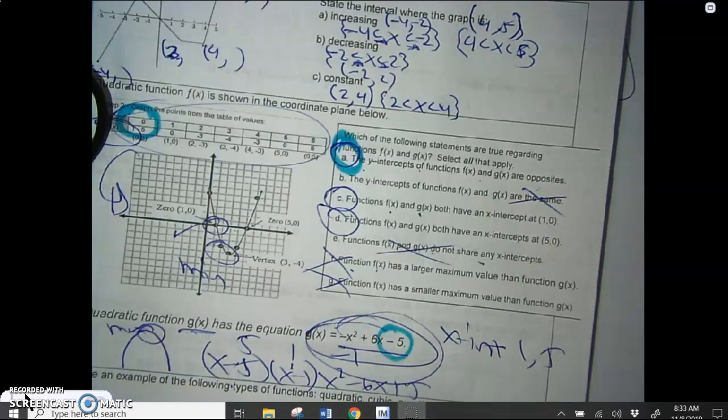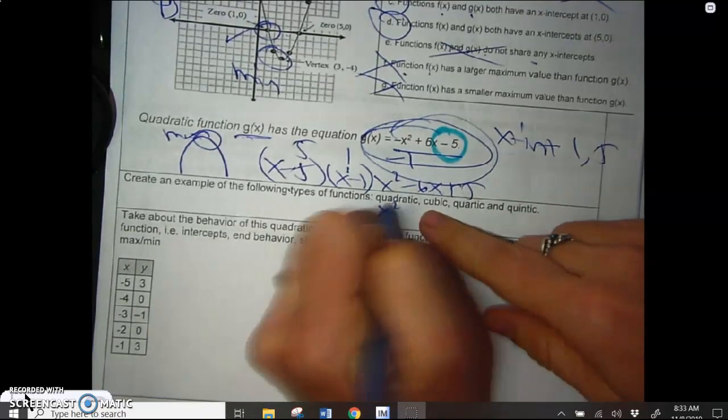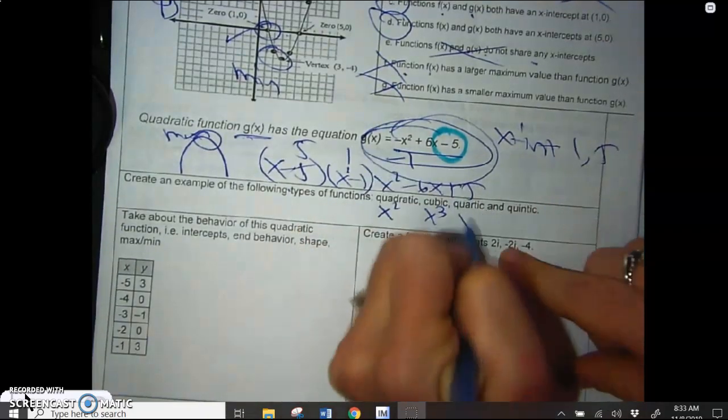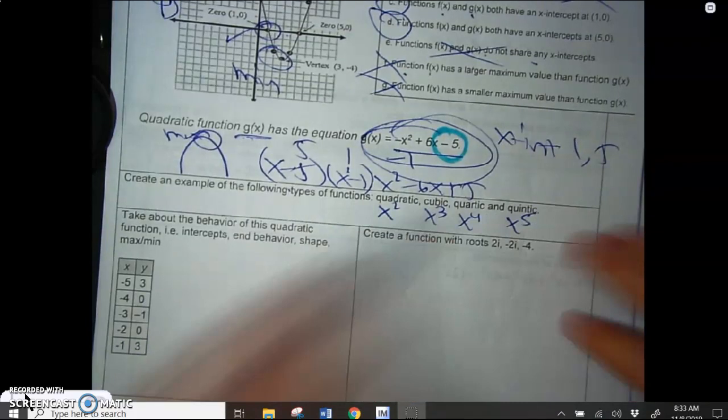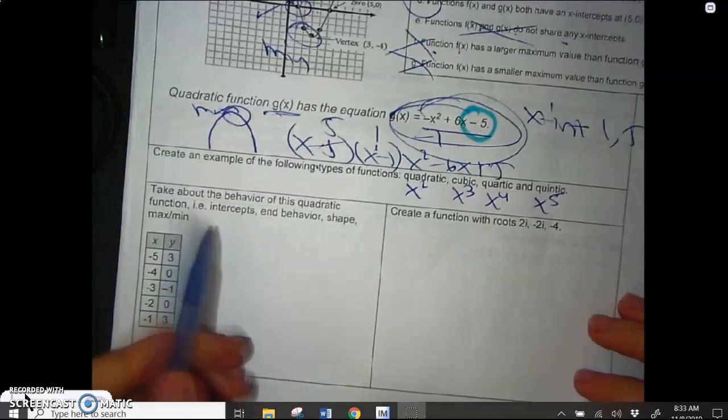All right, create an example of the following types of functions. A quadratic would be x squared, a cubic is x cubed, a quartic is x to the 4th, and a quintic is x to the 5th. Just know those types of things. My guess is this is multiple choice.